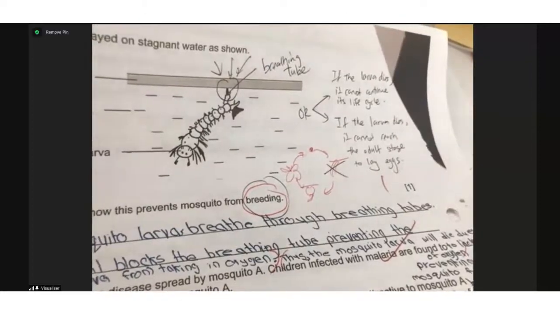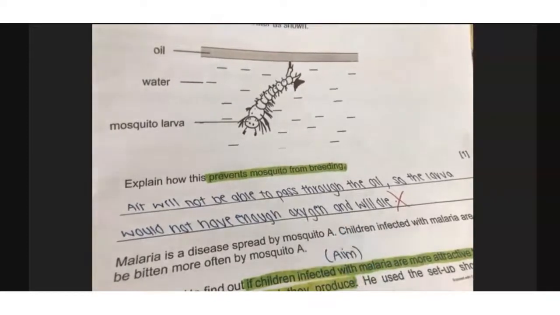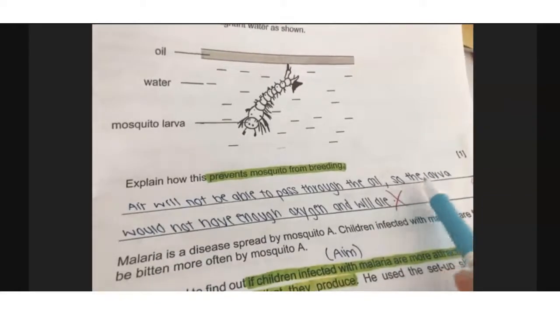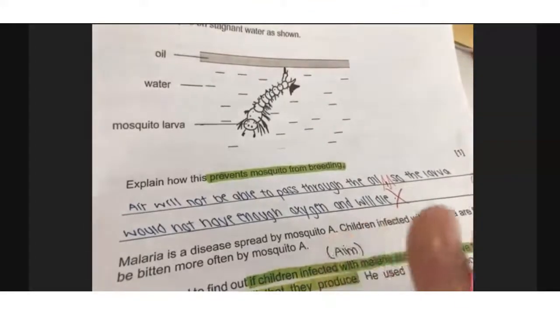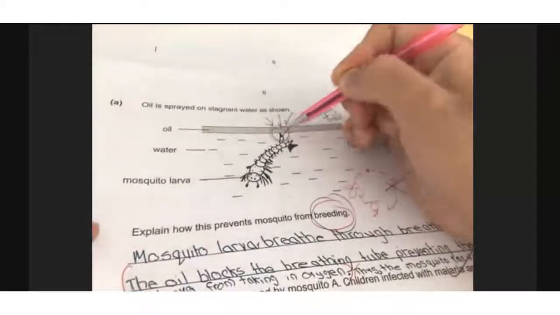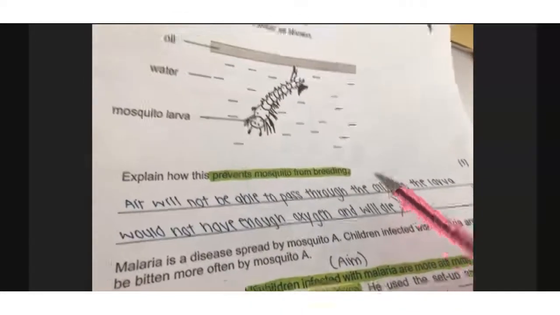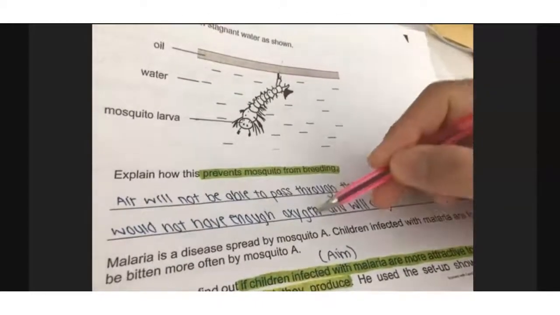Now, let's take a look at the next answer. This answer doesn't talk about two things clearly. First one, yes, I know air cannot pass through the oil, good. But it jumps straight away to larva will not have enough oxygen. There is a disconnect here. How did this oxygen get to the larva? Remember the previous student mentioned the idea of having breathing tubes, making reference back to this clue in the question. So the student should have told the marker that the air or the oxygen cannot get to the larva breathing tube, therefore the larva doesn't have enough oxygen and will die.